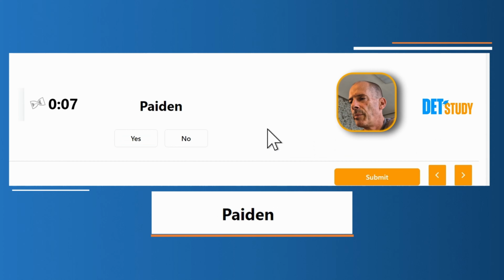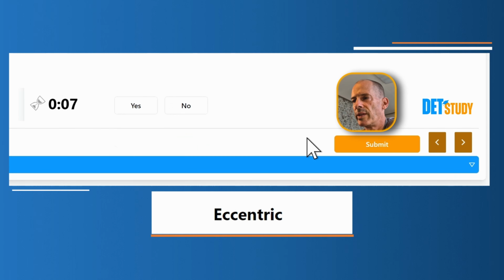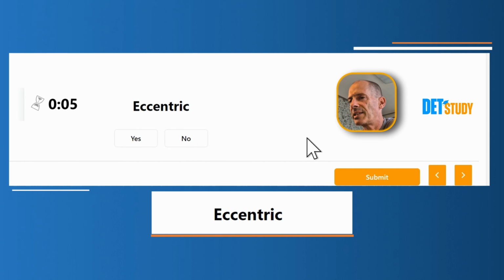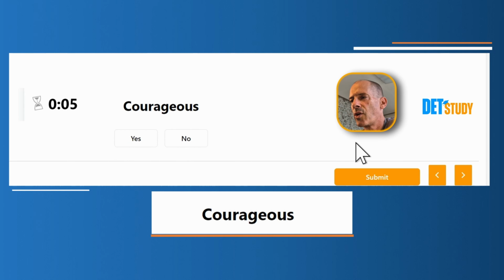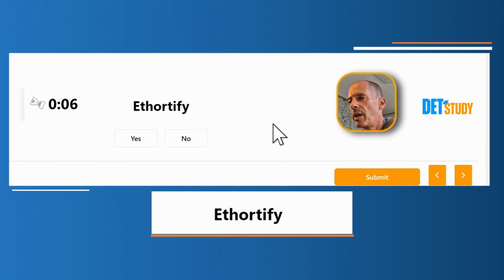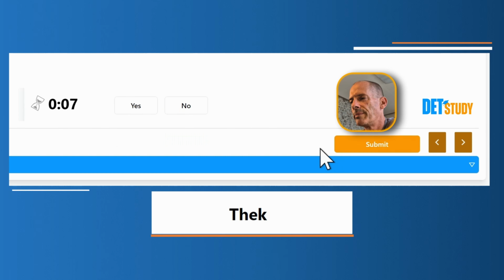Next. Payden. Doesn't sound like a word to me. I'm going to say no. I haven't done these before, so I'm doing this with you. Eccentric. Eccentric is a word. Courageous. Yes. Courage comes from the French word coeur, which means heart. Ethortify. No. Not a word.